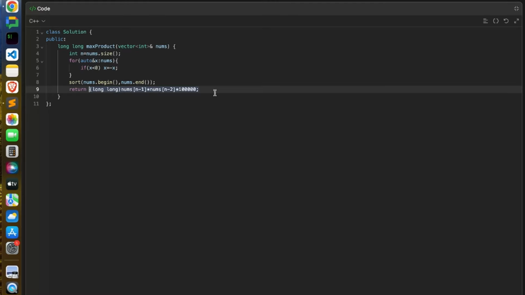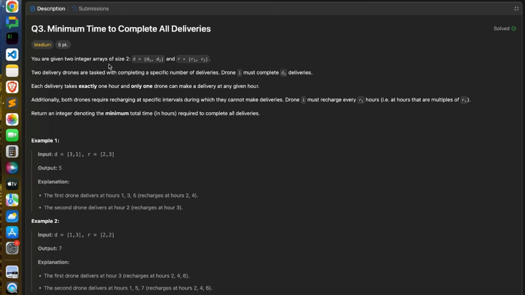Now let's look at the third problem. In the third problem, you are given two integer arrays of size 2. D consists of d1, d2 and r consists of r1 and r2. Now there are two delivery drones that are tasked with completing a specific number of deliveries. So drone i has to complete d[i] deliveries. Each delivery takes exactly 1 hour and exactly one drone can make a delivery at any given hour, right? So both cannot make a delivery at the same time.